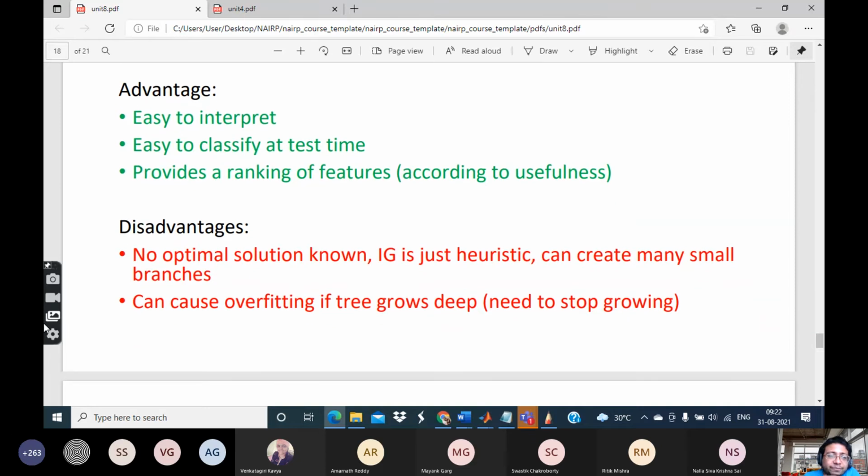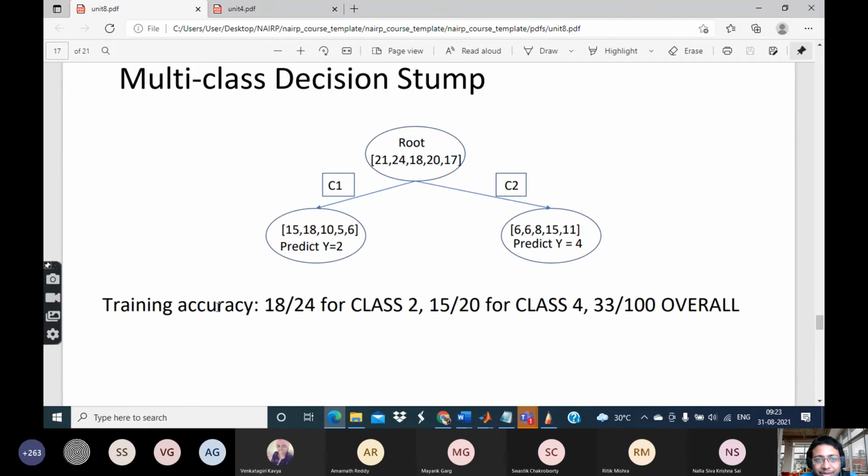Apart from that, these are the following disadvantages. First of all, no optimal solution is known. I have decided to split the data set with respect to a particular criterion called information gain, the one which gives me the maximum reduction of weighted entropy. That's what we said in the algorithm. But after all, information gain is just a heuristic. Can I actually make a claim that maximizing the information gain is guaranteed to give me maximum classification accuracy also?